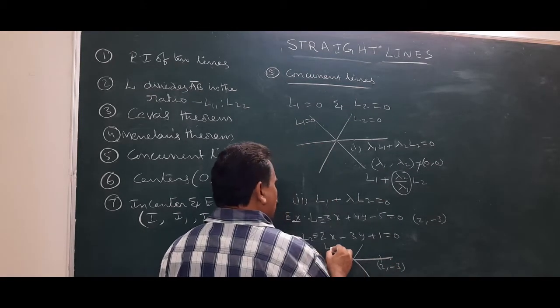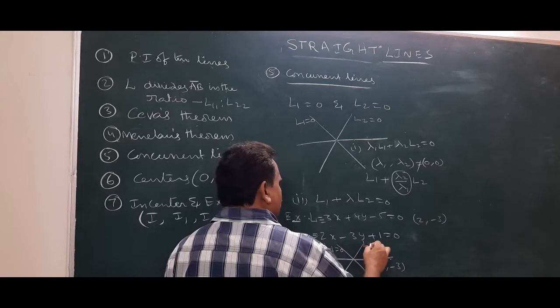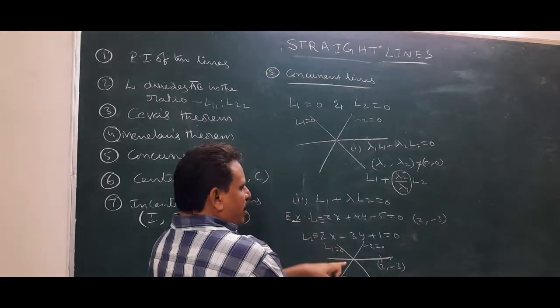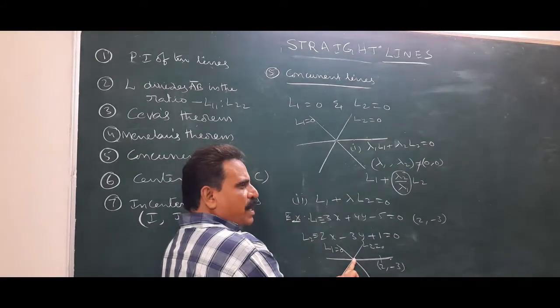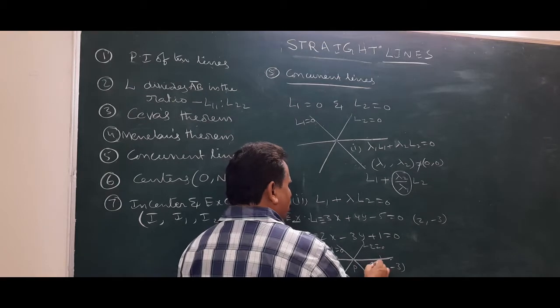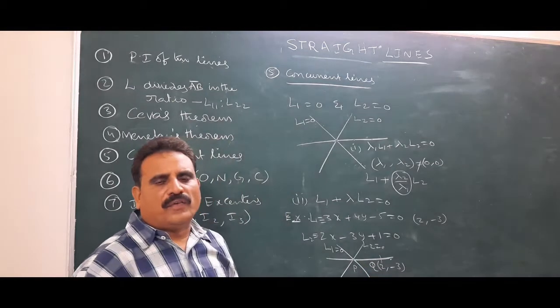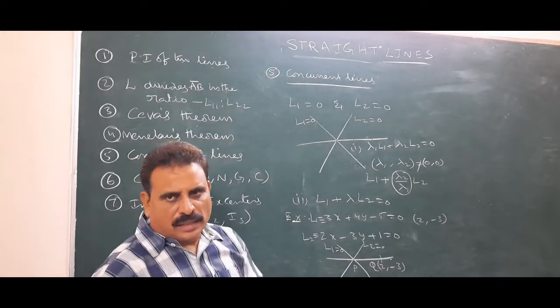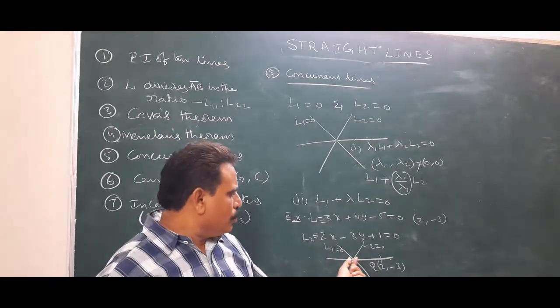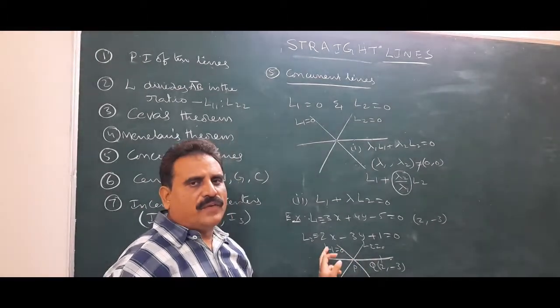So here there are two methods. One is to find the point of intersection of these two. This is P and this is Q. Using the two-point form, we get the line equation. That is one method. There is another method, without finding the point of intersection.